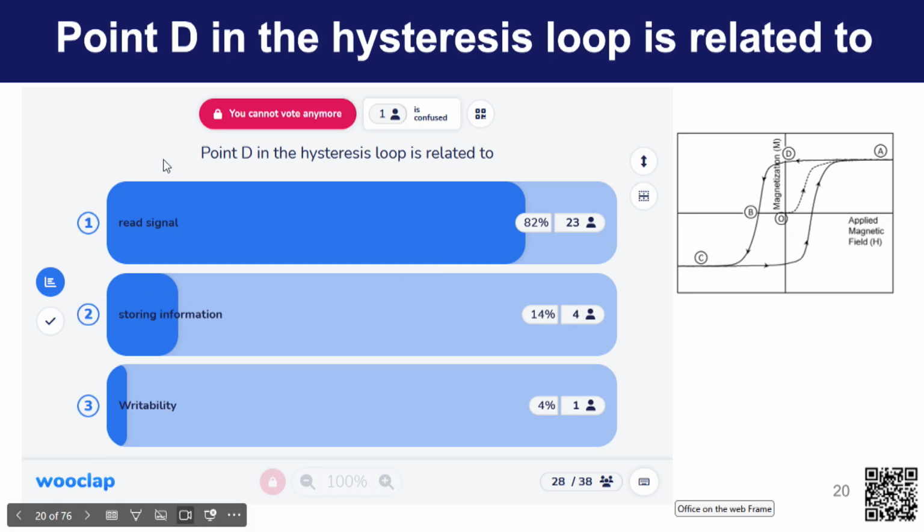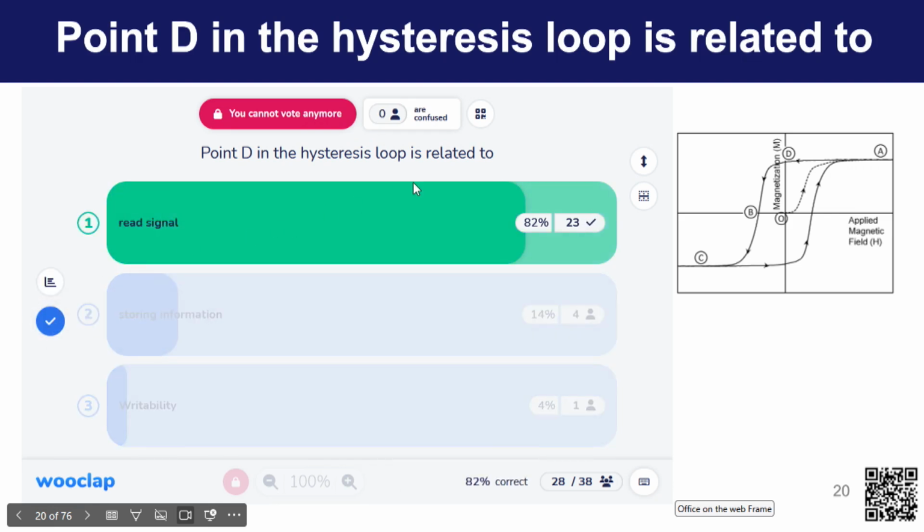Okay, the majority of you are right. The correct answer is 1. So, point D is related to remnant magnetization. I told you that the read signal is related to MR multiplied by thickness, MRT. So, D is related to the reading signal. Okay, correct.